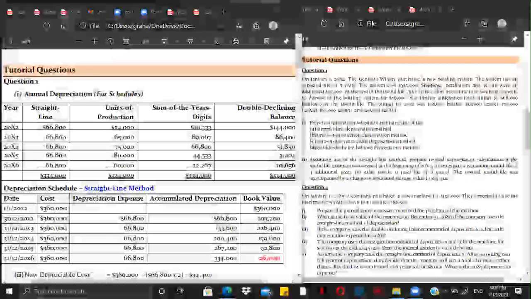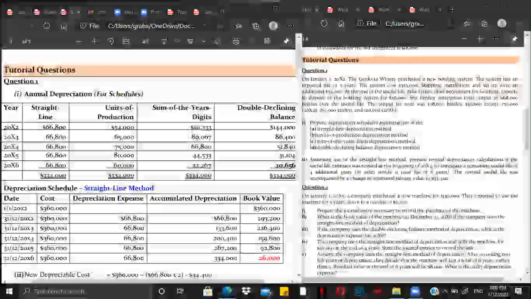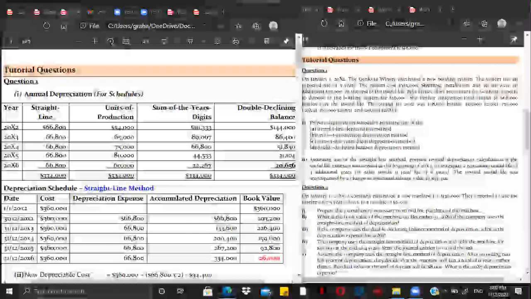The expected production over the life of the asset was given in the question, where it says she further anticipates total output of 668,000 bottles over the useful life.